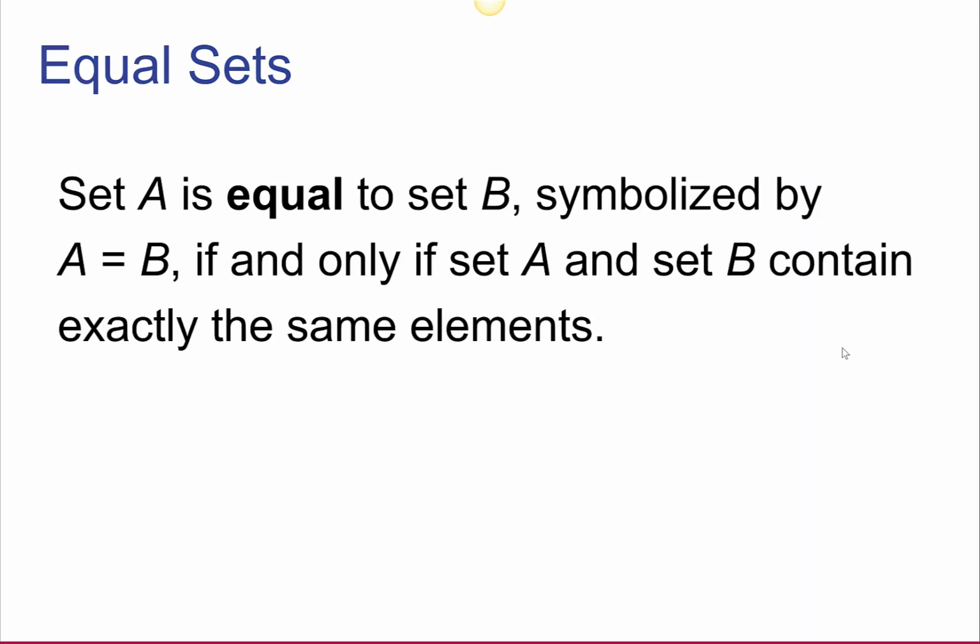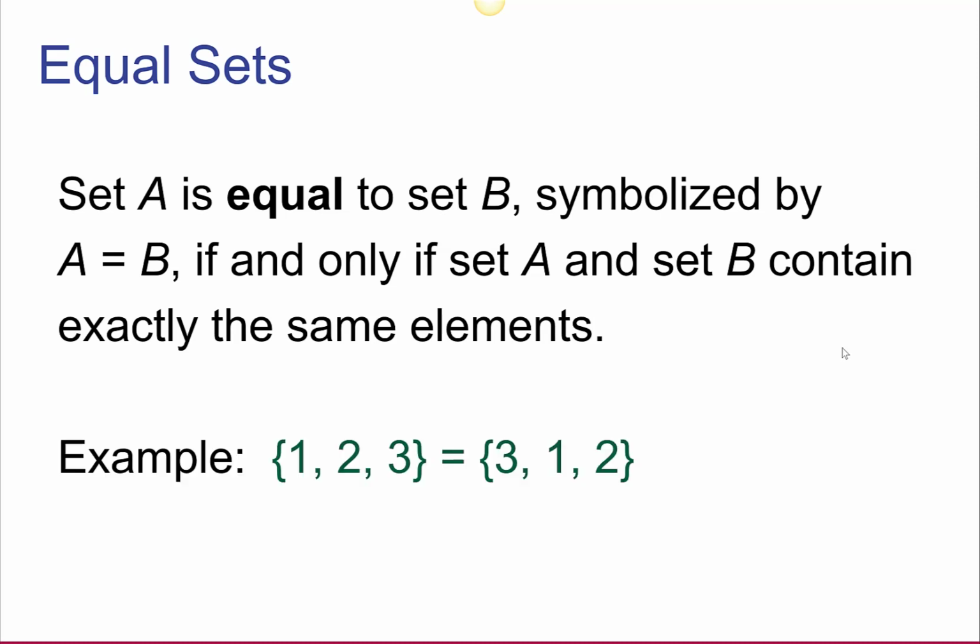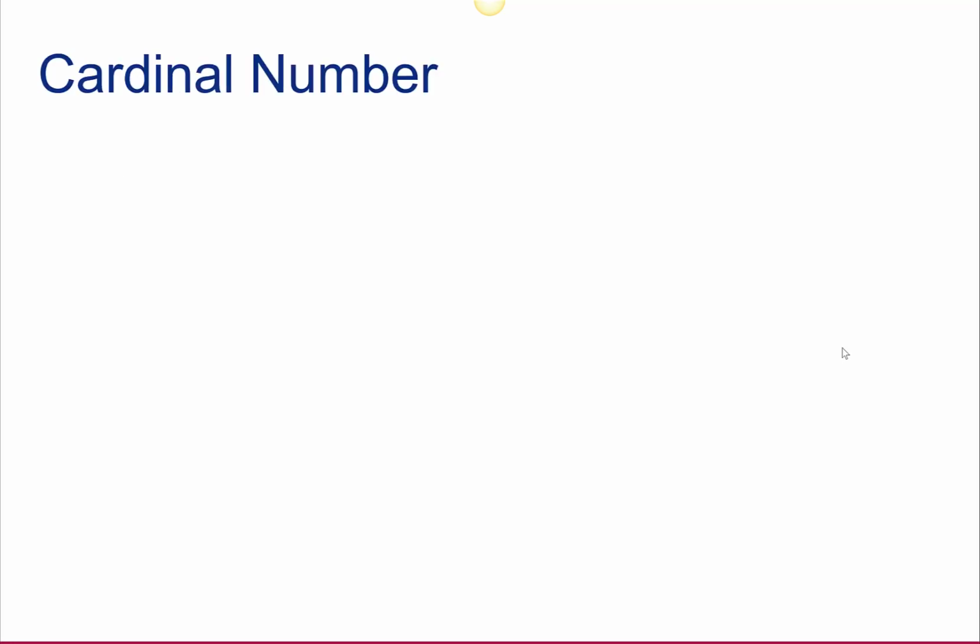Sets are equal if and only if set A and set B contain exactly the same elements. For example, these two sets are equal. The elements do not have to be in the same order, but they have to be the exact identical elements.